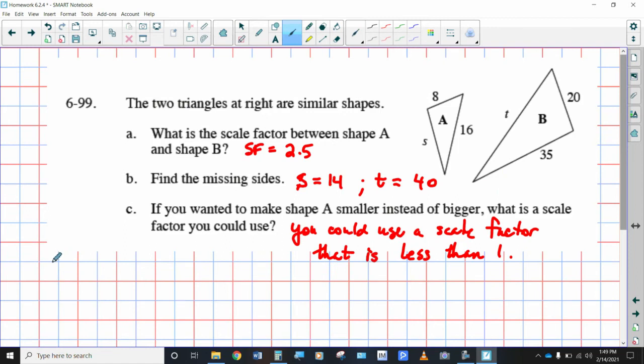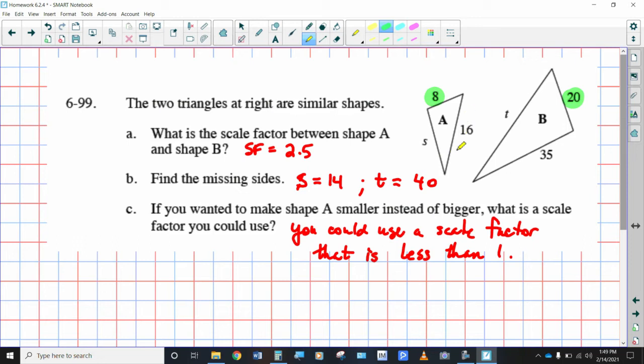All right, we got 2 triangles that are similar. What is the scale factor between shape A and shape B? In order to find the scale factor, you're trying to figure out what you would multiply times this side here to give you that side there. And this is a kind of tricky problem because the 2 triangles are not oriented the same way, right?